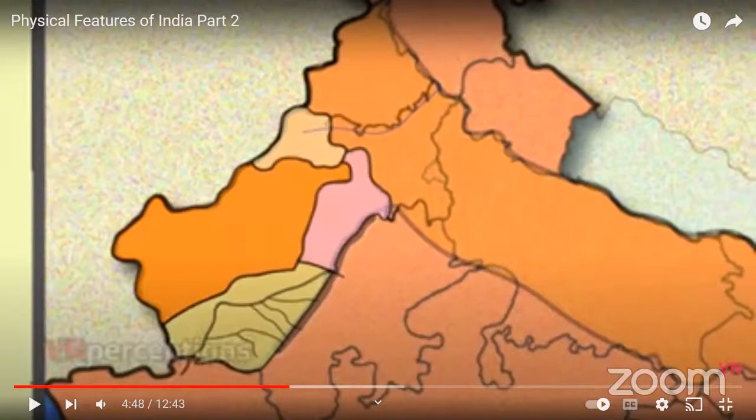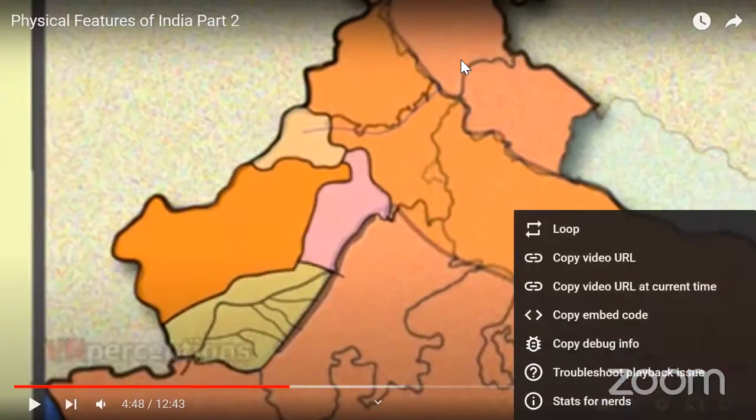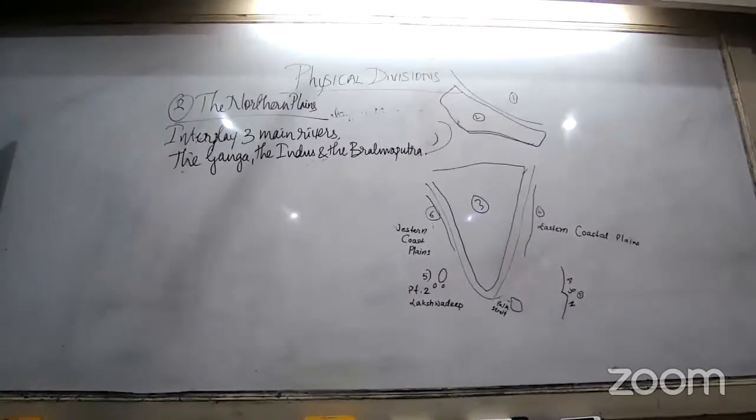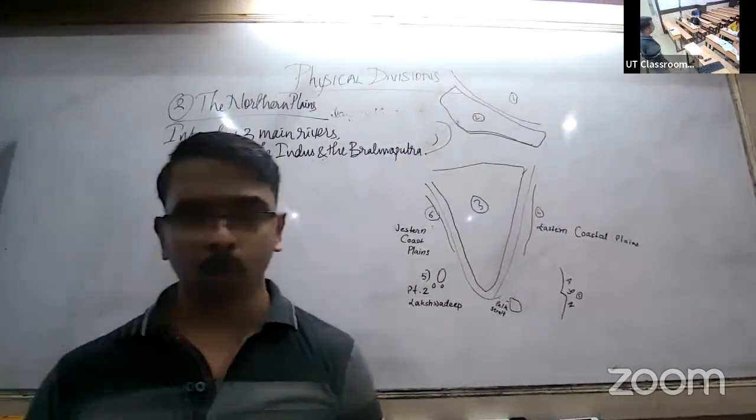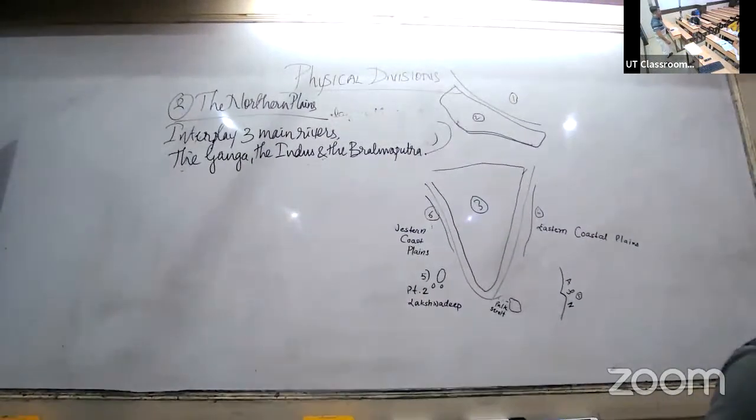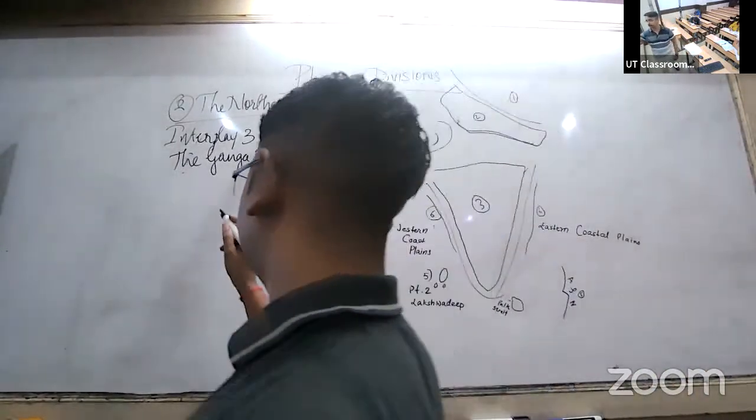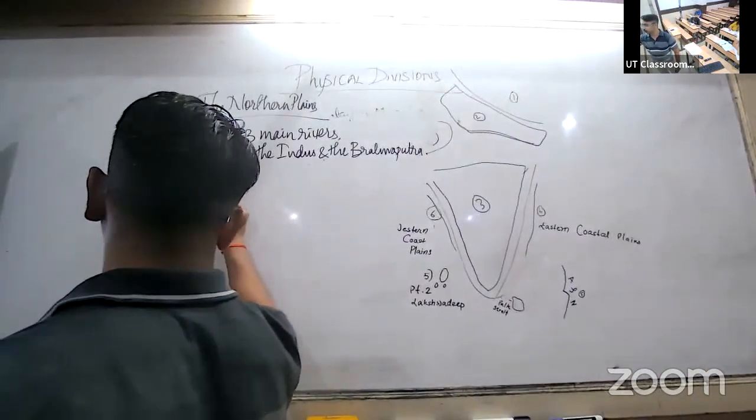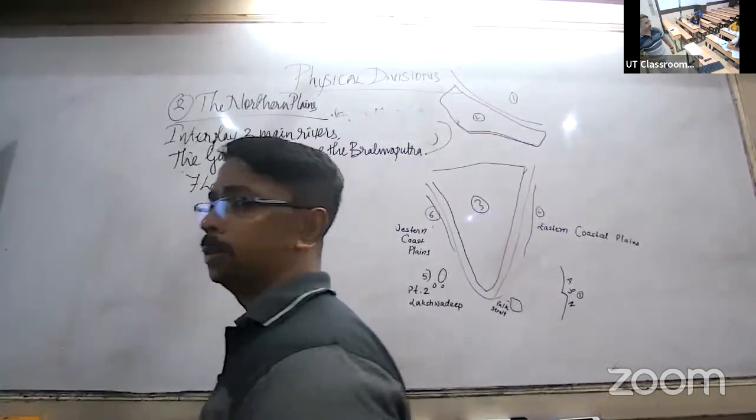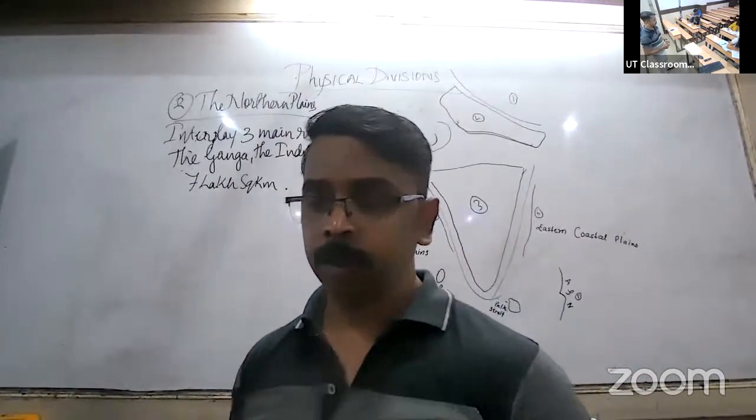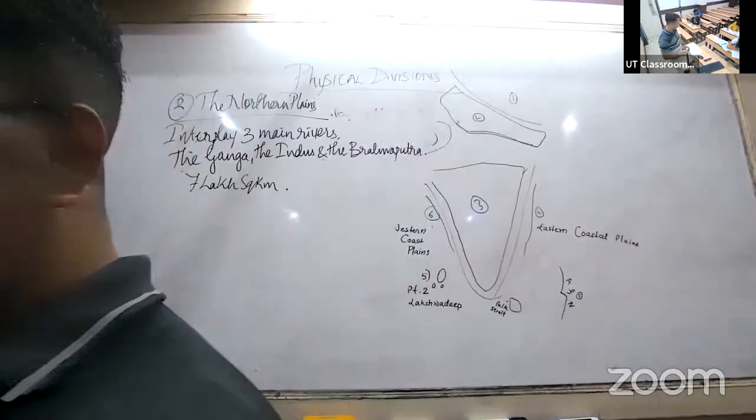It is mainly formed of alluvial soil. And total area, how much? You remember? Total area is how much? 7 lakh square kilometer. It's huge, huh? 7 lakh square kilometer.